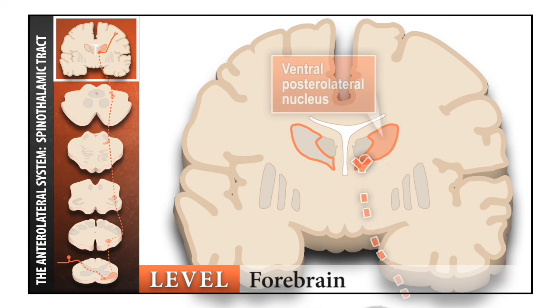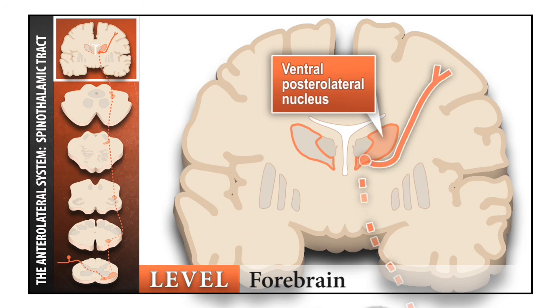The anterolateral tract terminates in the ventral posterolateral nucleus of the thalamus. From the thalamus, fibers project through the internal capsule and corona radiata to terminate in the primary somatosensory cortex, specifically in the postcentral gyrus.